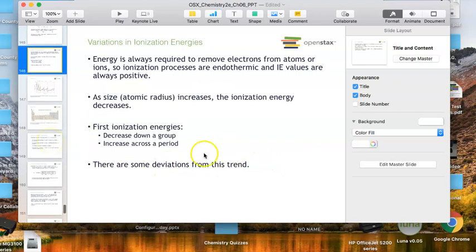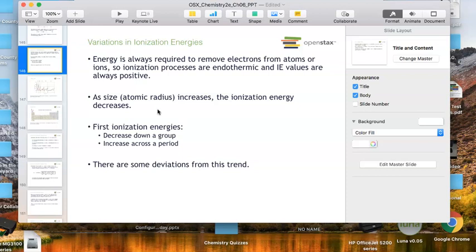So, what are some of the trends? Energy is always required to remove electrons from atoms or ions. So, ionization processes are endothermic, and ionization energy values are always positive. Ionization energy is related to atomic radius. As size increases, the ionization energy decreases. The larger the atom, the easier it is to remove its electron.